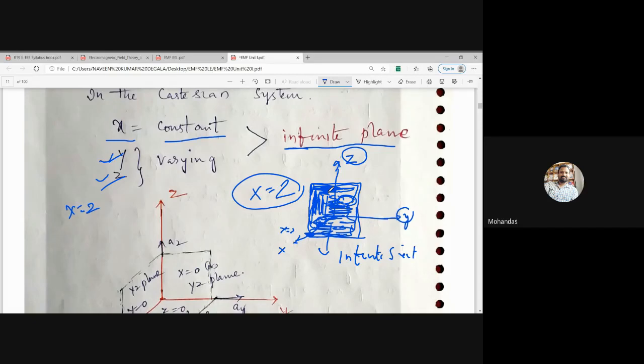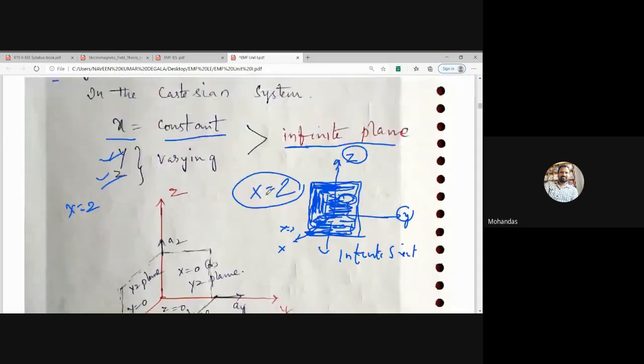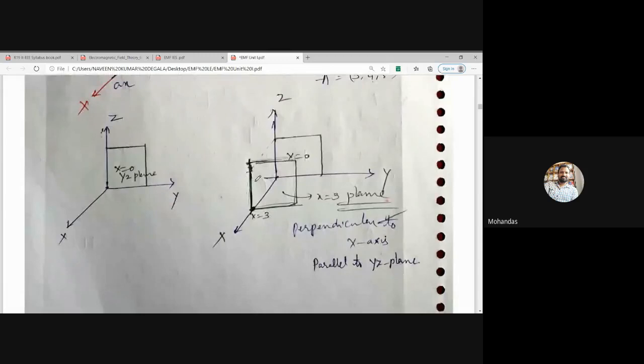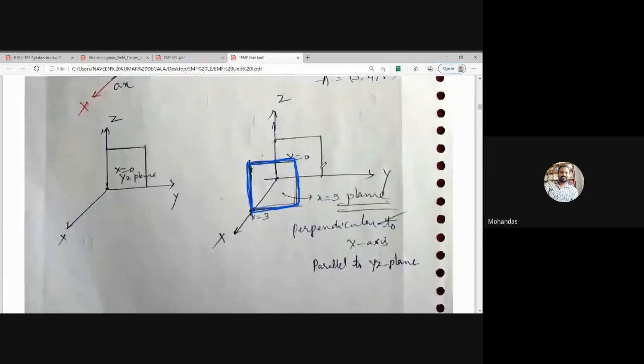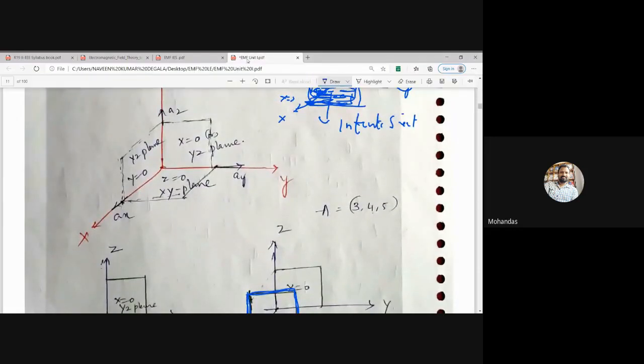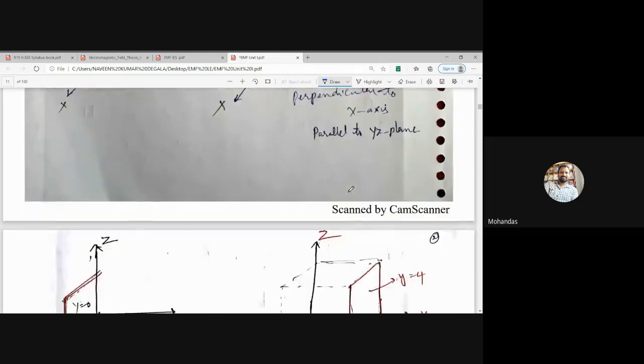Let me take this x equal to 2 plane. So this is the x equal to 3 plane. Observe this, x equal to 3 is like this. Similarly, this is a plane-like structure, a sheet-like structure, an infinite plane. And another one he has given is z equal to minus 2. So z equal to minus 2 is also an infinite sheet.